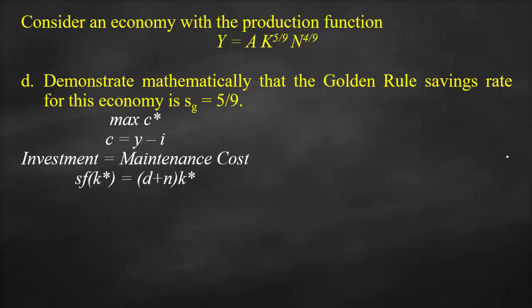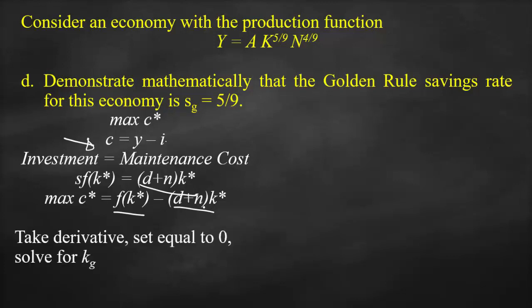And I put here a star, which refers to the steady state. So in order to get maximum C, I will substitute in our original formula here. For output, I will put a function of k. For investment, I will put the maintenance cost, (g plus n) multiplied by k. So in order to get maximum C, we need to get the first derivative and then equate it to 0.